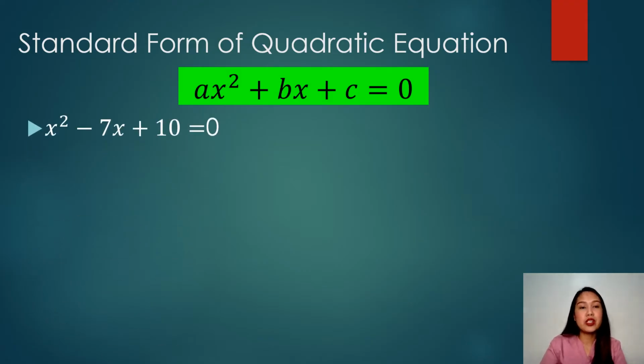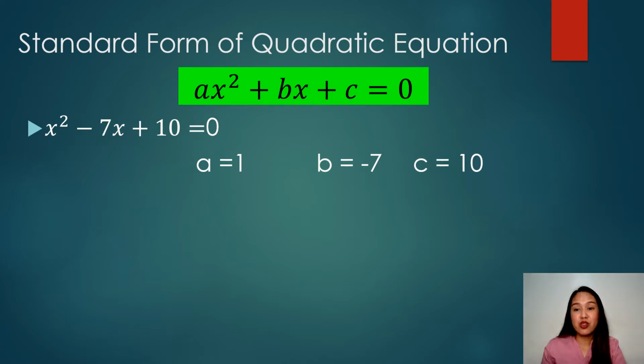Okay, so first example, I have x squared minus 7x plus 10 equal to 0. Of course, your a is equal to 1 from x squared. B is equal to negative 7 from negative 7x. And c is equal to 10 because that is your constant. Okay, now for the second example, 5x squared plus 2x is equal to 0.